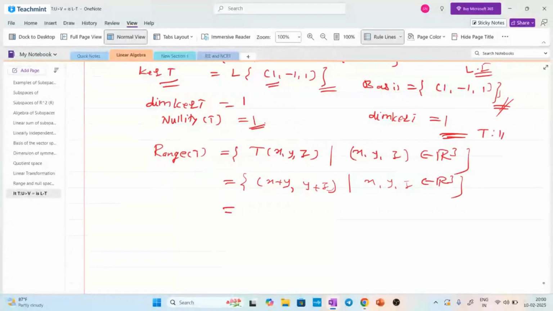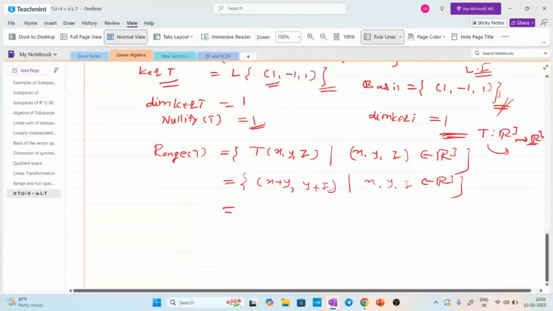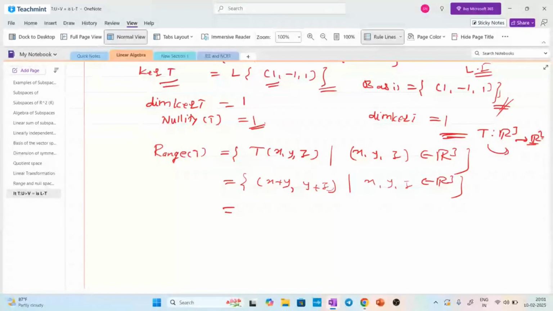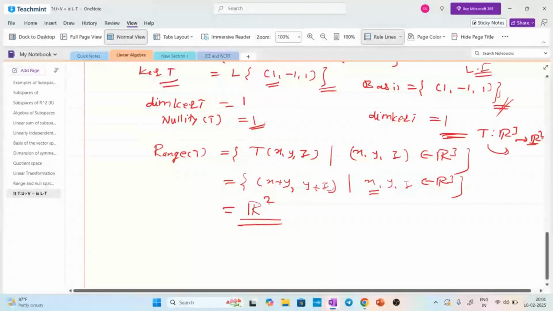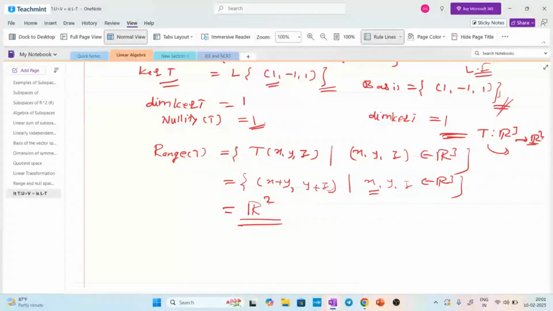Another thing, T is from R3 to R2. Therefore, the range of T is always a subspace of the codomain, and the codomain is R2. In R2 there are two coordinates: x + y is one coordinate, and the second coordinate is y + z. Here the free variables are x, y, z, so the space is R2, because the number of free variables is also equal to the dimension of that space.